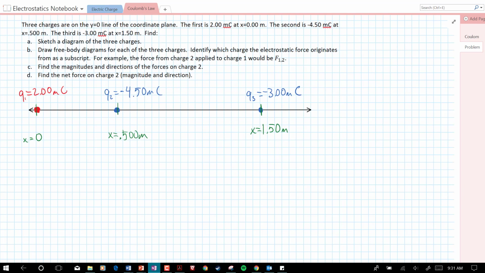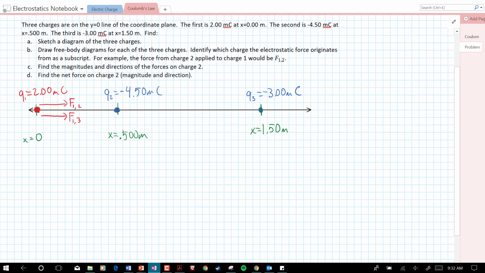So let's just start with charge 1. I'm going to do the free body diagram, let's just keep it in red. Well, it's going to feel a force from both Q2 and Q3. So it's going to feel a rightward force from Q2. So we call that F on 1 from 2, or F1,2. It's also going to feel a rightward force from Q3. So we can label that F on 1 from 3.